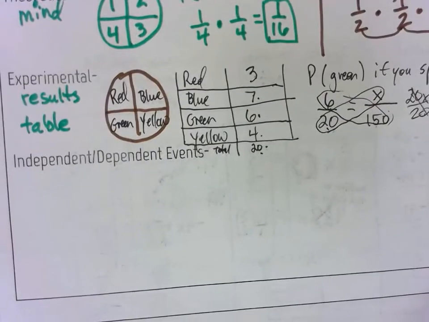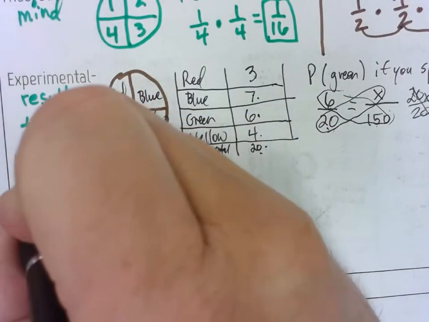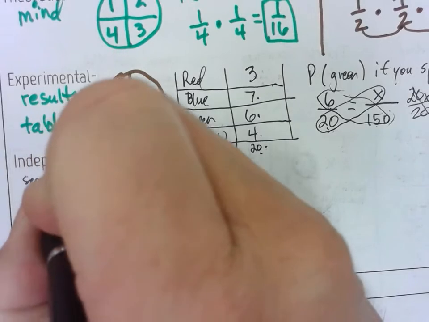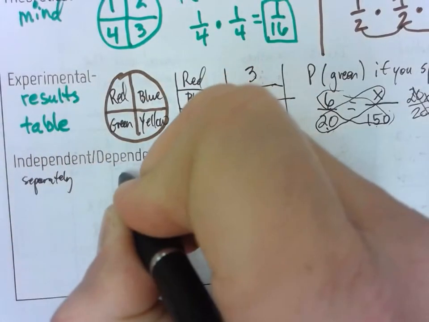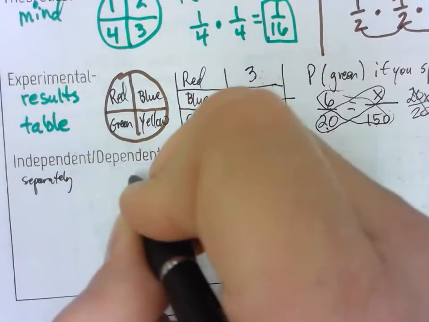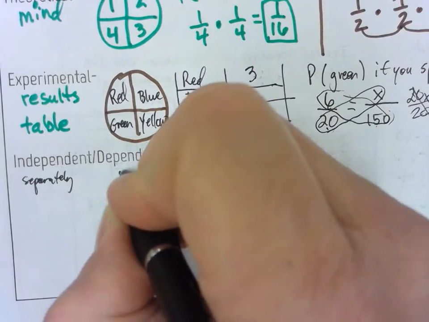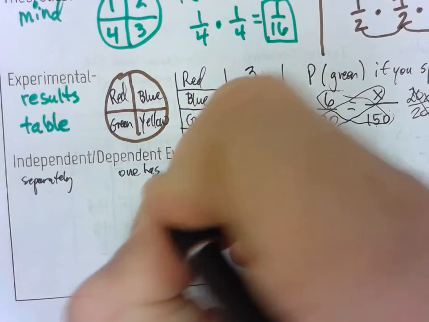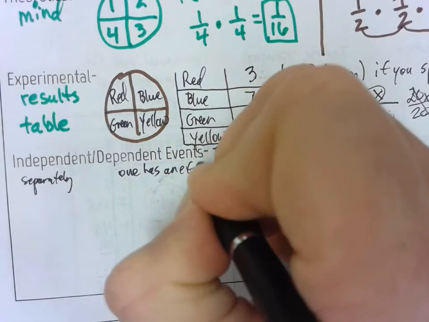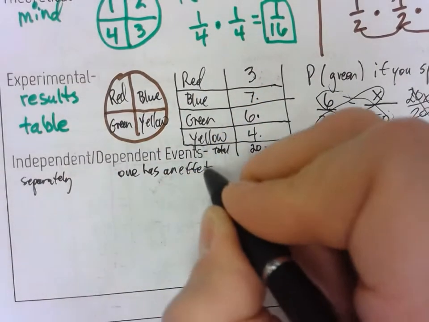Independent versus dependent events, okay? Independent, of course, means they happen separately. Dependent means they depend on each other, okay? So one event affects the other. One has an effect.